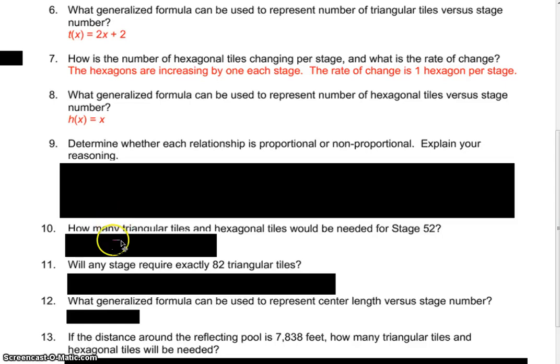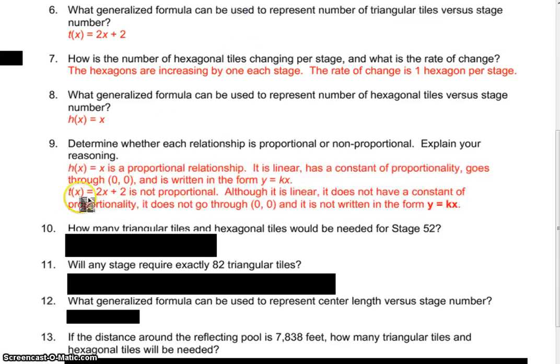Remember, a proportion is 2 fractions. They have to reduce to be equal to each other, or cross-multiply and get the same. And so they're saying that the first one, which is h of x, number of hexagons, is proportional. It is linear, it has a constant of proportionality, and it goes through the origin. That is what makes it proportional.